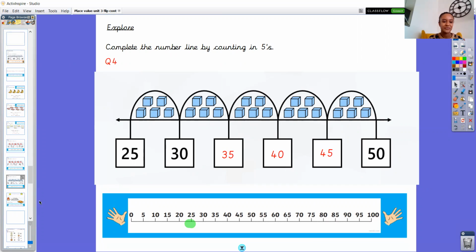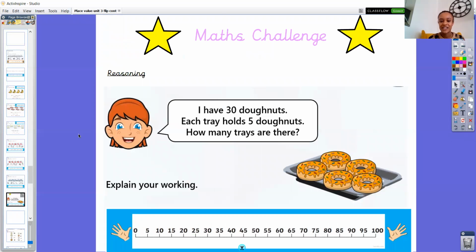Superstars, well done. Okay, so we've got a little maths challenge to end our maths today. So this is, in fact, I don't know what her name is. She says, I have 30 donuts. Each tray holds 5 donuts. How many trays are there? Okay, so have a little think about how you're going to figure that one out.